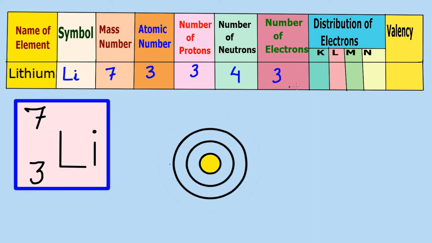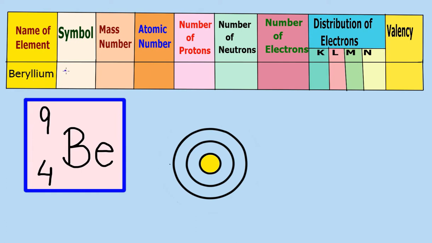And how are these electrons distributed? 2 electrons are there in the K shell and 1 electron is there in the L shell. What is its valency? Valency is 1. And we will show 2 electrons here in the K shell and 1 electron here in the L shell. This is the electronic configuration of lithium.